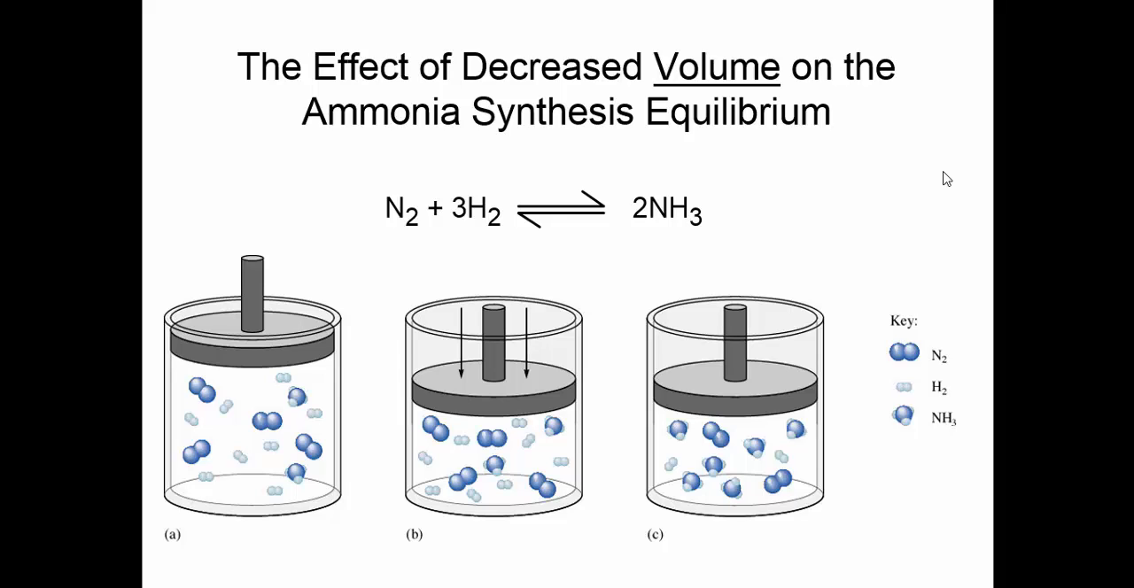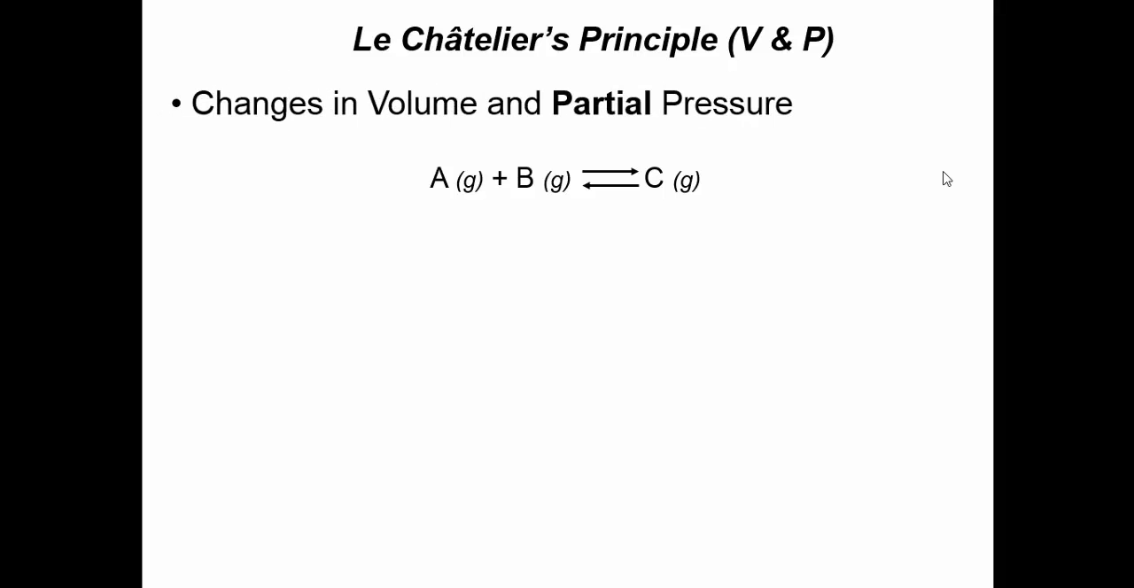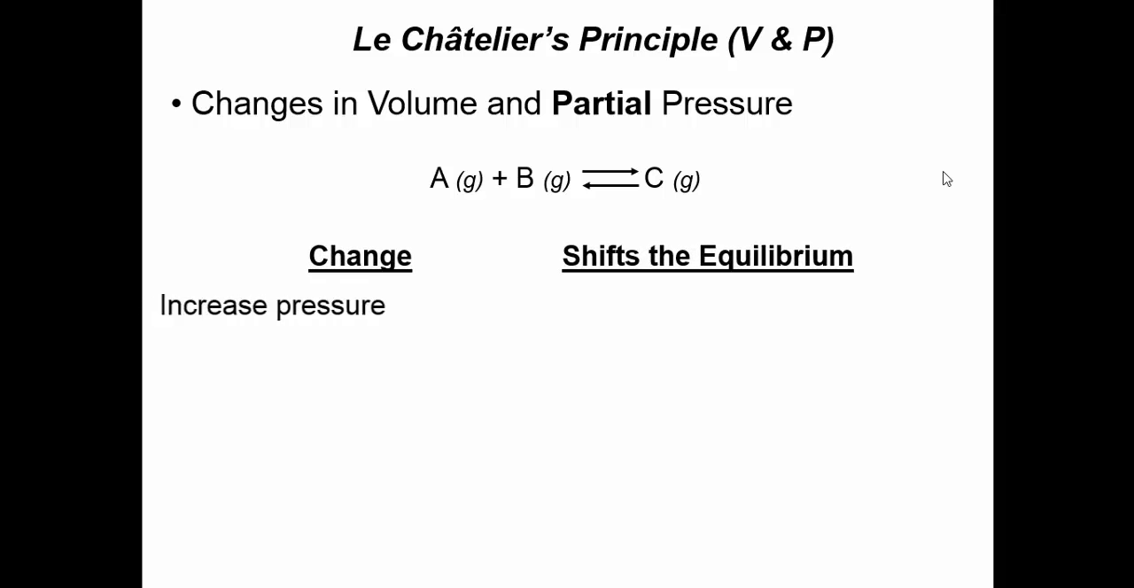Now, if you decrease the volume during that reaction, notice decreasing the volume itself is not the issue. If you decrease the volume, you increase the pressure. And when you increase the pressure, you can cause the system to change. So what's the volume and pressure issue? Notice they're all gaseous. If you change volume, you will change pressure.